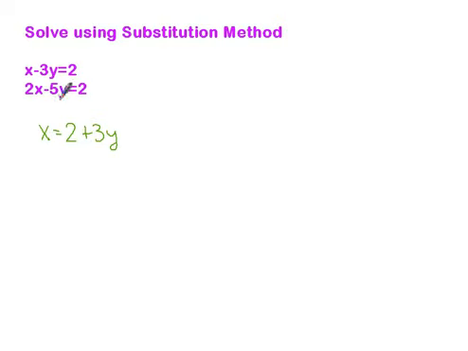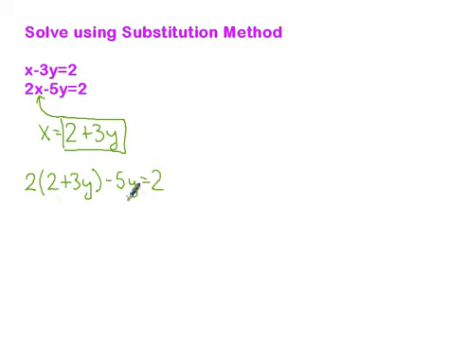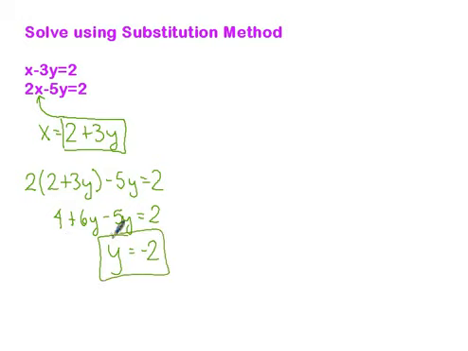In this second equation, if x is equal to 2 plus 3y, what I can do is take 2 plus 3y and replace my x value. So I'm going to have 2, since it was times x, 2 times this entire thing. And now we can simplify this and solve it for y. So I'll distribute, you get 4 plus 6y minus 5y equals 2. This is going to be a 1y, and if I subtract 4 from both sides, I get a negative 2. So my y value is negative 2.